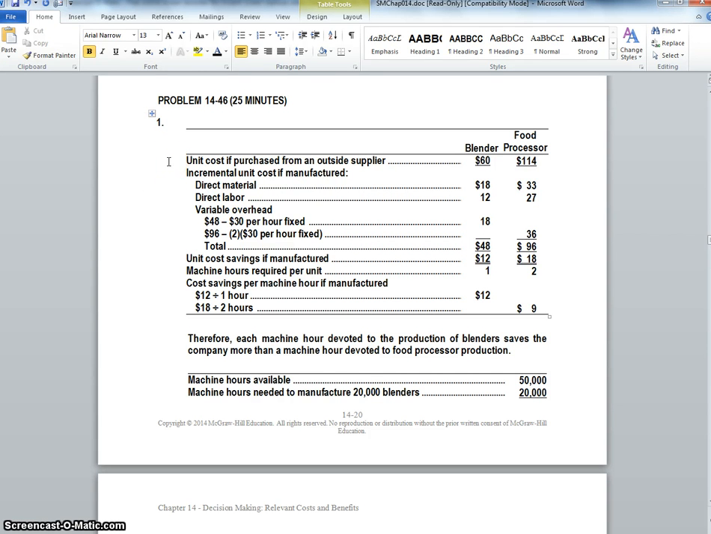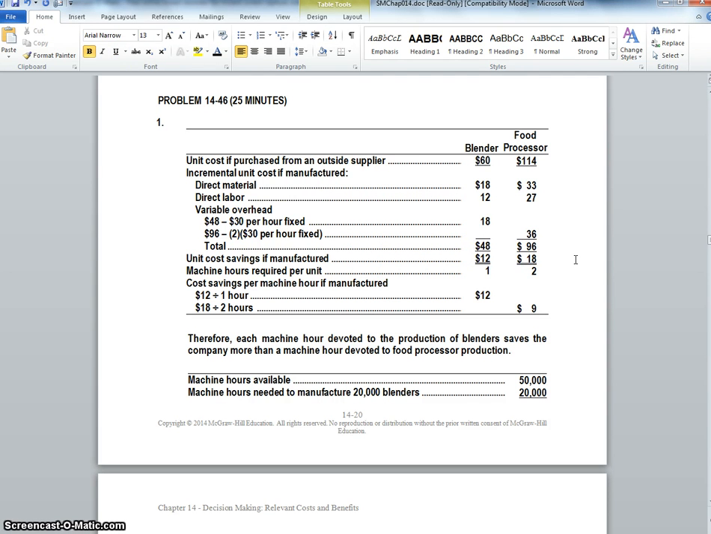It's kind of a multi-prong approach, but we're going to start with the unit cost of each item, the blender and the food processor, if purchased from an outside supplier. This information was given to you in the problem, so that's our starting point. Then we calculate the incremental unit cost if we were to manufacture it: the direct labor, direct material, and variable overhead for each, which gives us a total cost of $48 and $96 respectively. So the unit cost savings, if manufactured, is $12 for the blender and $18 for the food processor.